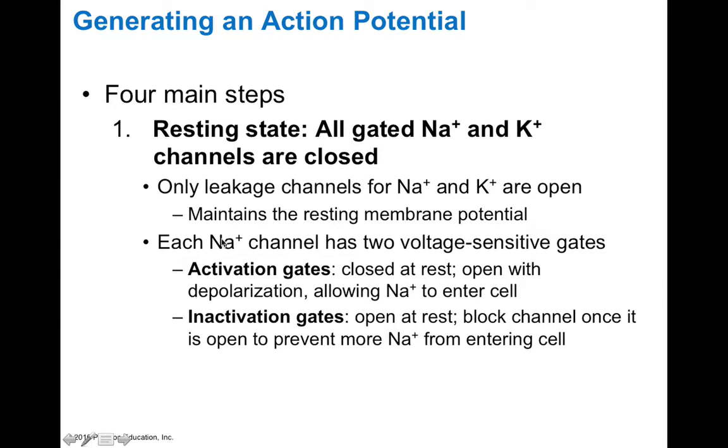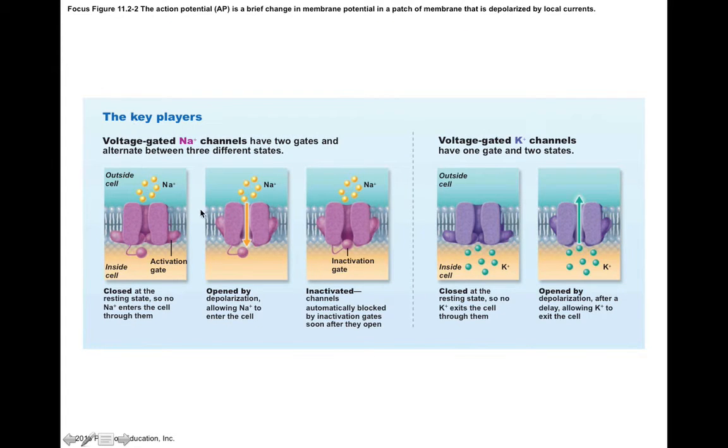And this is actually what maintains the resting membrane potential. Now, each voltage-gated sodium channel has activation gates and an inactivation gate. The activation gates are closed at rest but open with depolarization, which allows for sodium to flow. And then the inactivation gates are open at rest but then block the channel once it's open to prevent additional sodium from entering. So think of the activation gates as basically allowing sodium to flow, and then the inactivation gates stop that sodium. So some of the key players in the action potential are the voltage-gated sodium channels and the voltage-gated potassium channels.